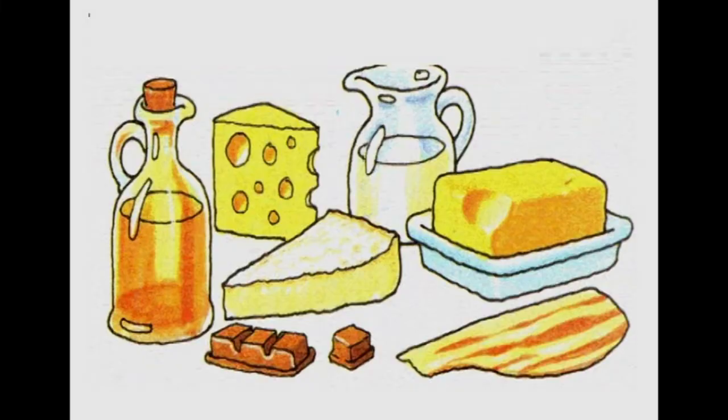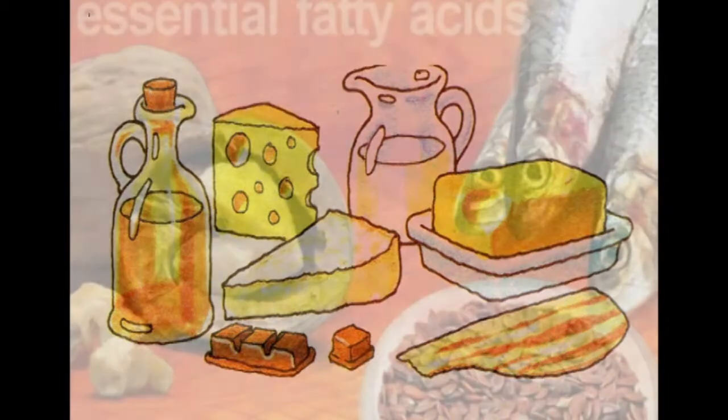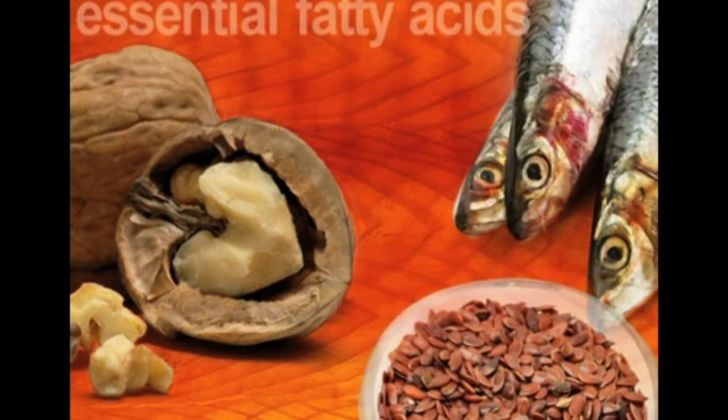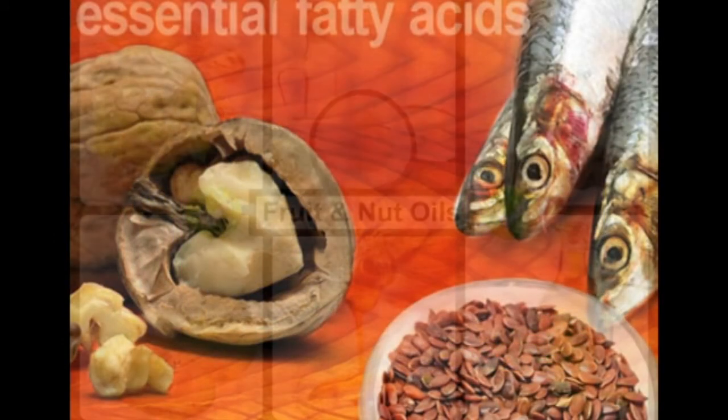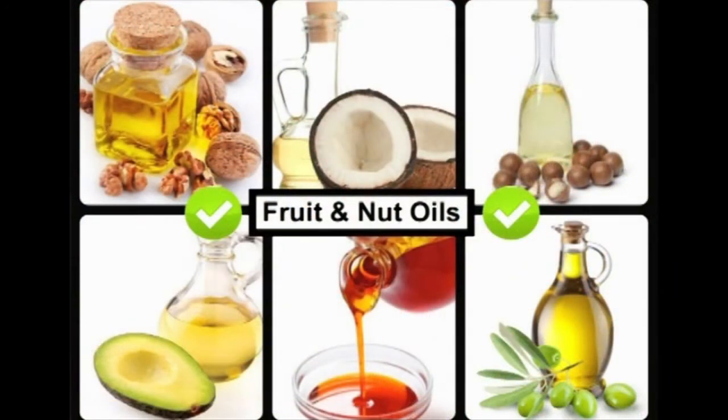The third nutrient is fats. Now, these are the most concentrated form of energy. They are also carriers of fat-soluble vitamins and source of essential fatty acids. Generally, 30% of human energy requirements are met by fat.